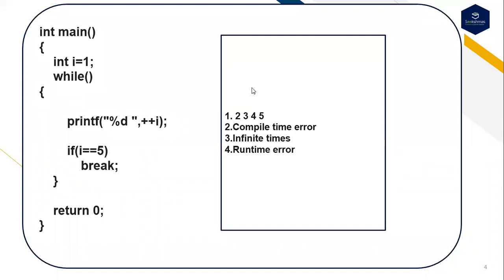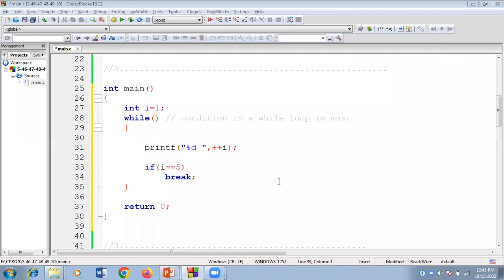This is the second question. int main, int i = 1; while(), here I have not placed any condition, just a blank while loop. And printf("%d", ++i); if i is equal to 5, then break. Predict the output of this code; these are the following options. Now I will execute this code.